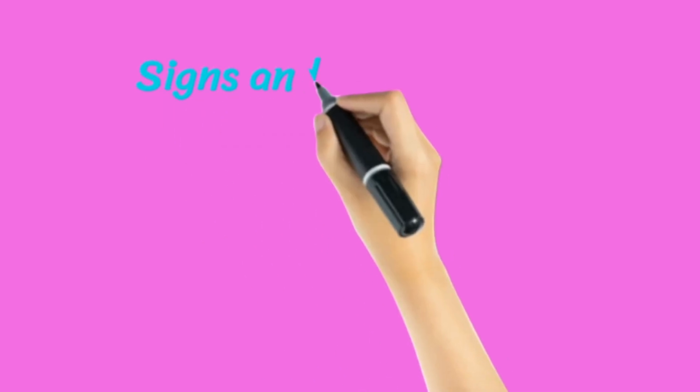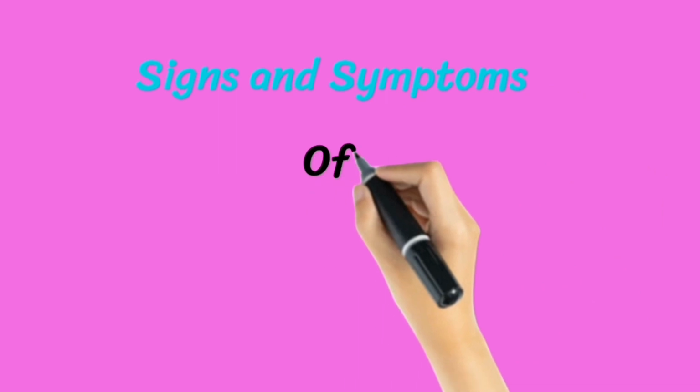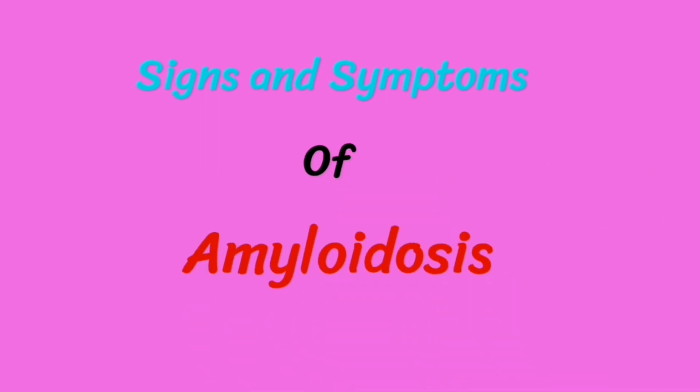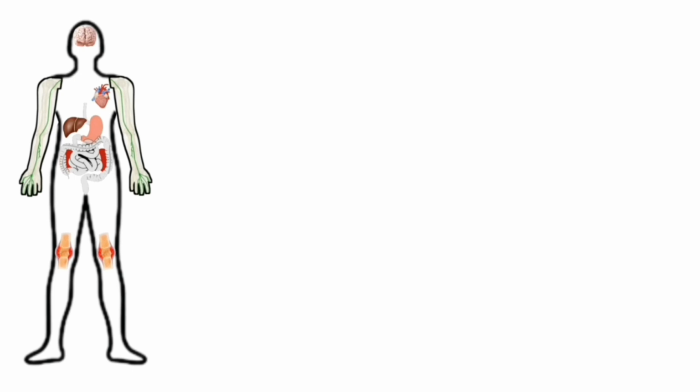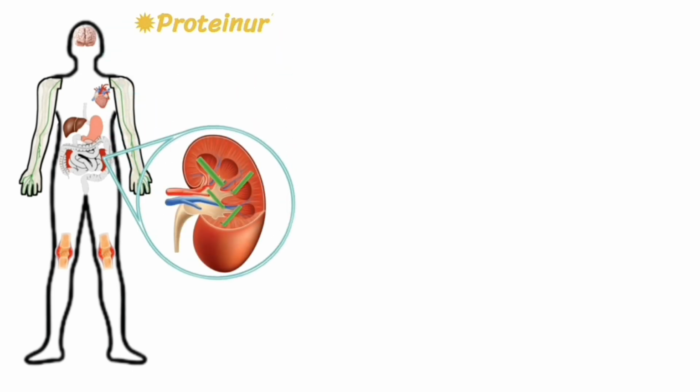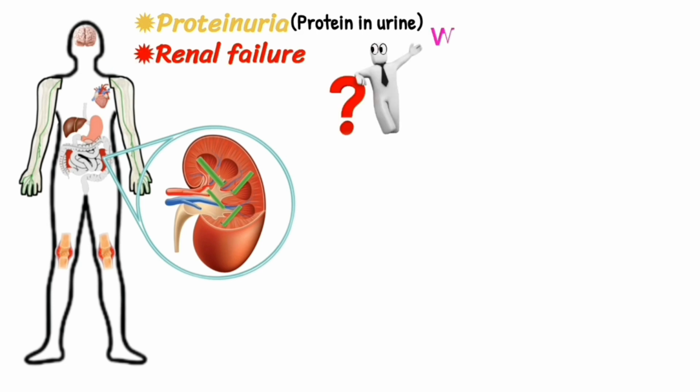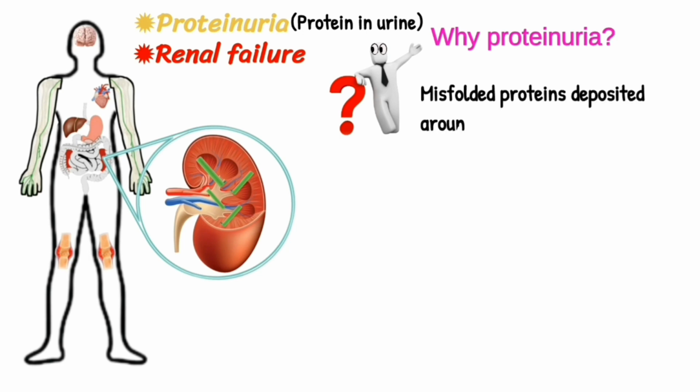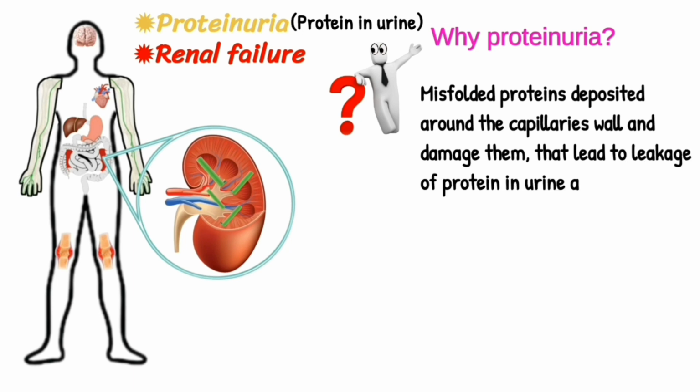Signs and symptoms of amyloidosis. When amyloid fibrils get deposited in the kidney, they lead to proteinuria, protein in urine, and renal failure. Misfolded proteins deposit around the capillary walls and damage them, leading to leakage of protein in urine. As a result, nephrotic syndrome develops.